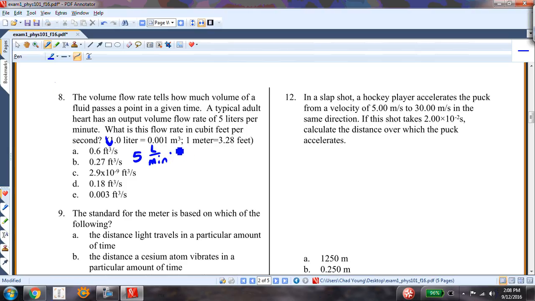So let's first just get rid of the liters. So 1 liter is 0.001 cubic meters. That comes from right here, this unit conversion factor. And then I need to convert my meters to feet. 1 meter is 3.28 feet. Now, if you don't cube this, you're going to get the wrong answer, and the wrong answer is here if you don't cube it. And then I need to do the minutes to seconds. So I have 1 minute is 60 seconds. And if I do that, I get 0.005.